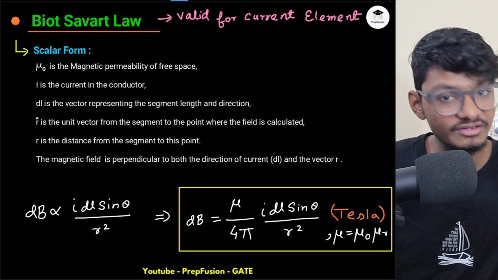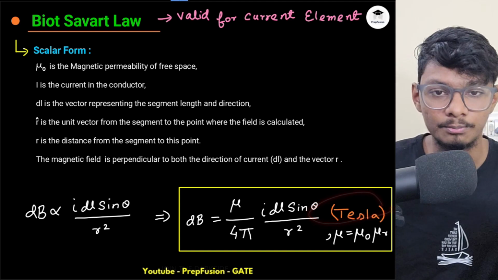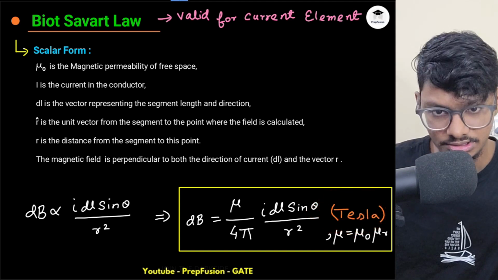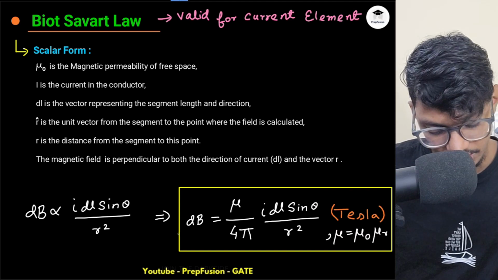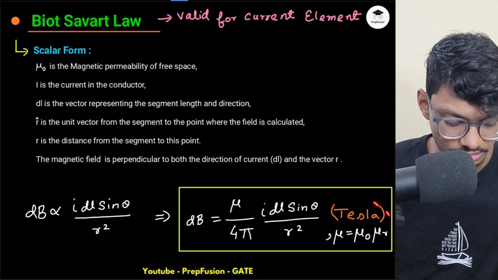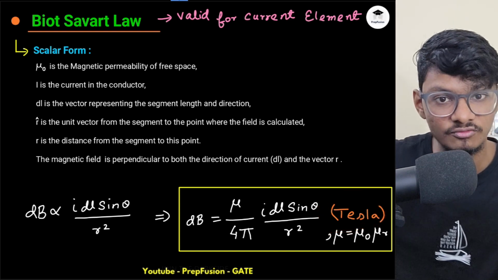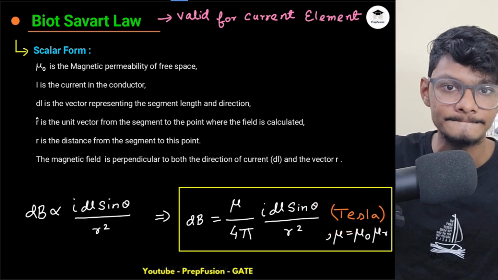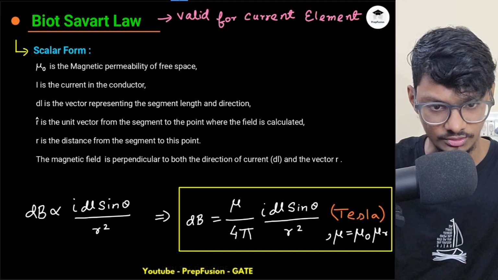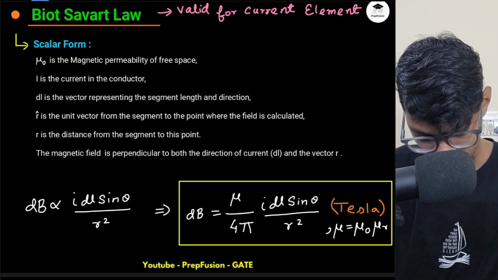Now we'll define the units. The unit is Tesla. The unit for magnetic flux density is simply Tesla, and this you have to learn. The other way we can derive it: Tesla is also equal to Weber per meter square, as it is a density, and the unit for magnetic flux is Weber. Divided by area, it will be Weber per meter square. So Tesla can also be written as Weber per meter square.